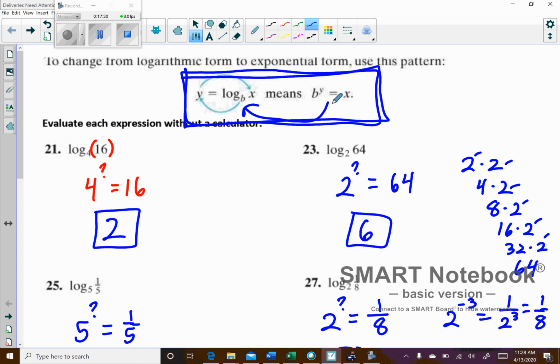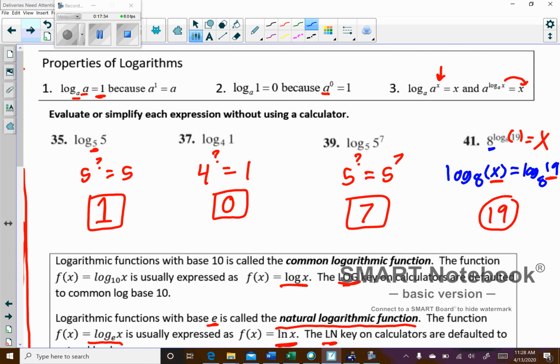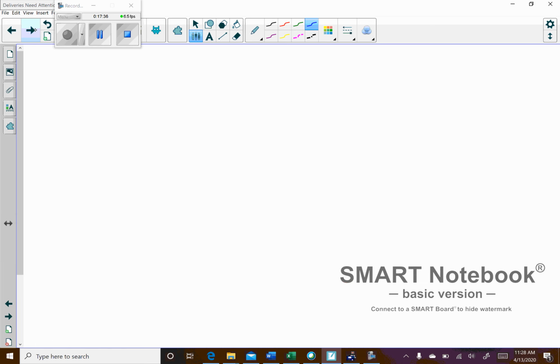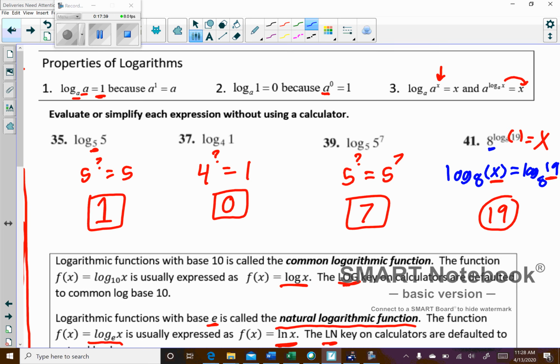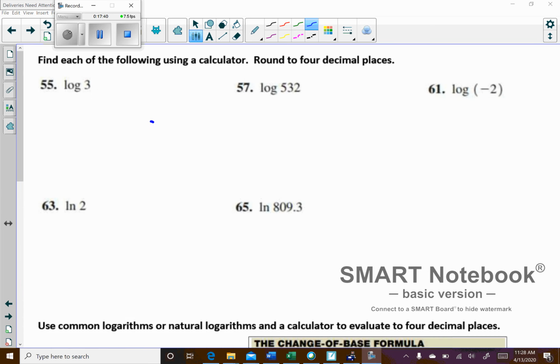Okay. The last thing that I wanted to look at is evaluating these with the calculator, because now we can't quite do this in our head. We could probably guess and maybe get close. So looking at number 55, you'll notice that this is the common log right here. So it's base 10, right? And what does this equal?